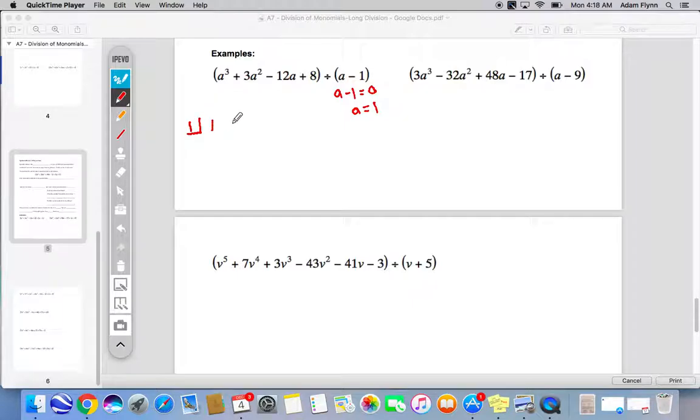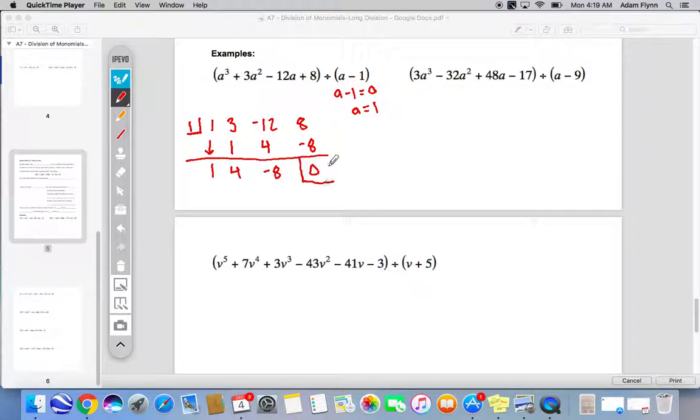So I have 1, 3, negative 12, and 8. So I'll drop the first 1. Now 1 times 1 is 1. 3 plus 1 is 4. 1 times 4 is 4. Negative 12 plus 4 is negative 8. 1 times negative 8 is negative 8. And 8 minus 8 is 0.